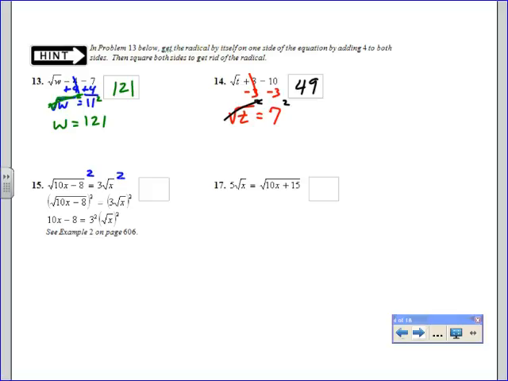Number 15 looks a little bit more confusing because it is. You're going to square both sides, just like they did here and here. Now what happens here is that this square squares the 3. So far we haven't really squared those. So let me erase this. What am I going to write here? So on the left, the square and the square root go away, leaving you only 10x minus 8. On the right, you got to square the 3, gives you 9. When you square this, the square root and the square cancel out, leaving you only x. So now you have 10x minus 8 equals 9x.